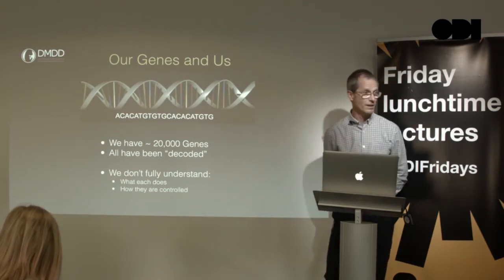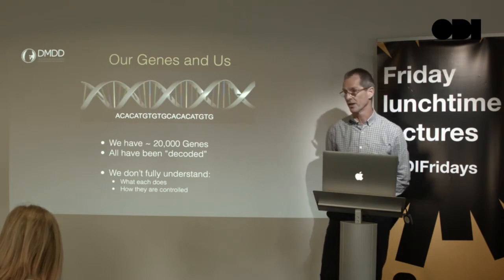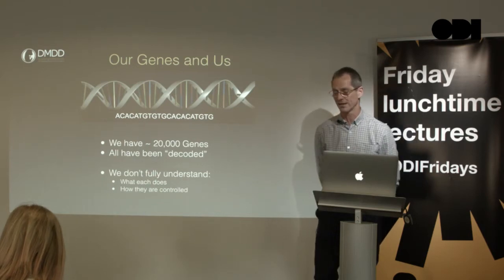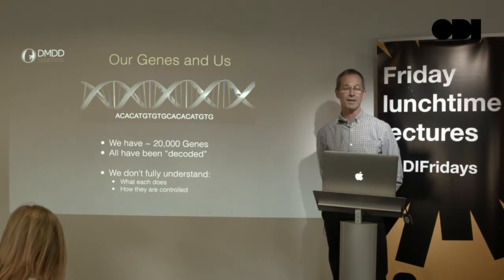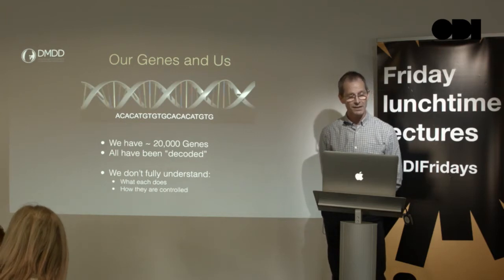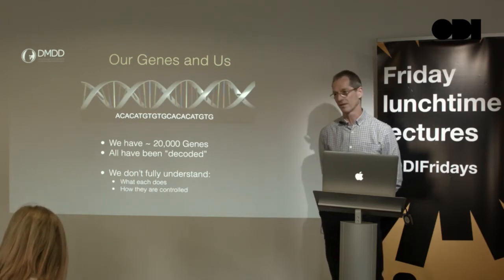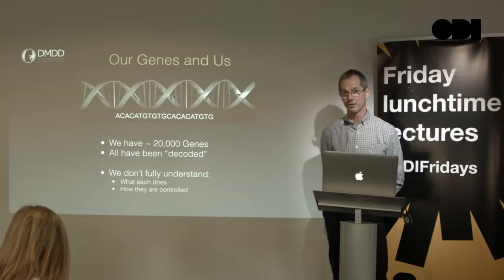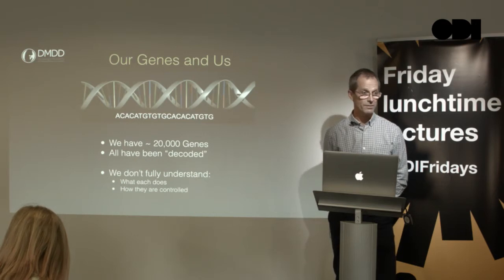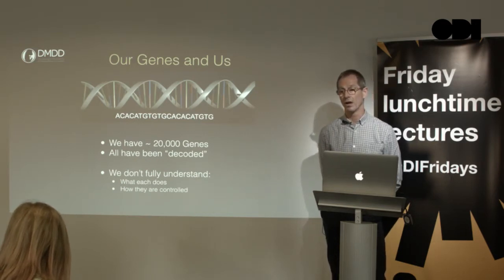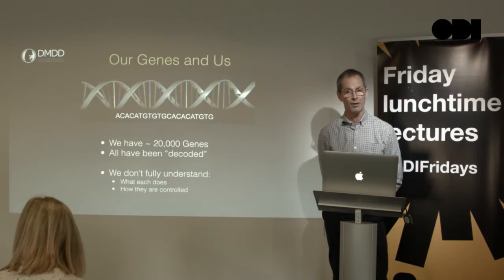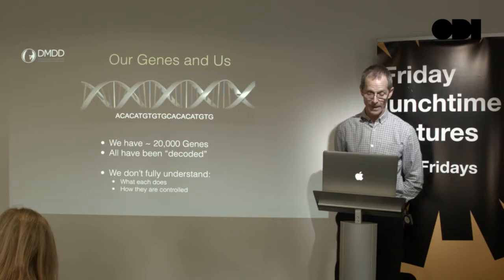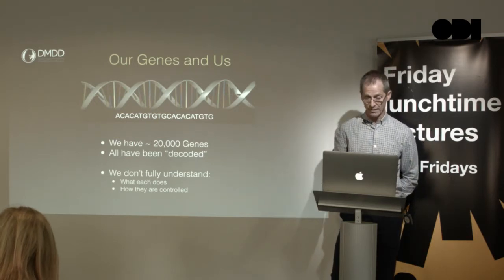We know the genome has been sequenced, and we have about 20,000 genes in the human genome that contain all the information for building us and maintaining us. All of that has been decoded. But that doesn't mean we actually understand what the code says. There are an awful lot of those genes. We know very little about what they do. Even for ones that we know a lot about, we know only patchy accounts of how they are coordinated, how they're regulated, and how they work together. So there's an awful lot we don't understand.